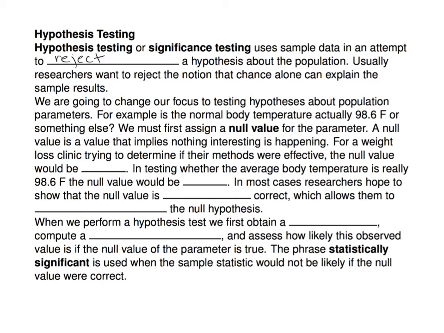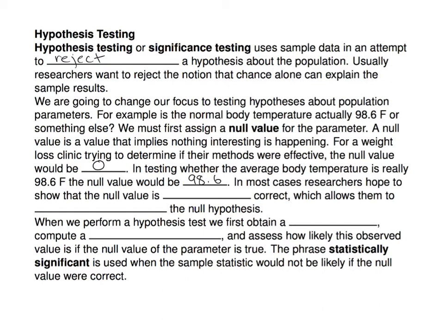The first thing we have to do in this case is assign something called a null value. And a null value is a value that implies nothing interesting is happening. For a weight loss clinic trying to figure out if their methods are effective, the null value would be 0, as in no weight loss is happening. In testing whether the average body temperature really is 98.6 degrees Fahrenheit, the null value would be 98.6.